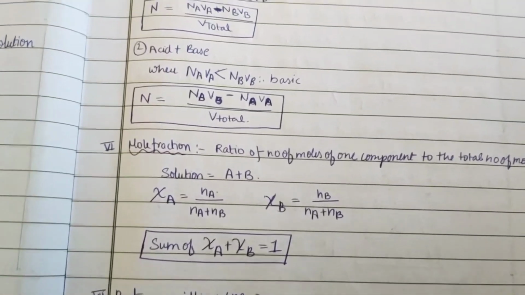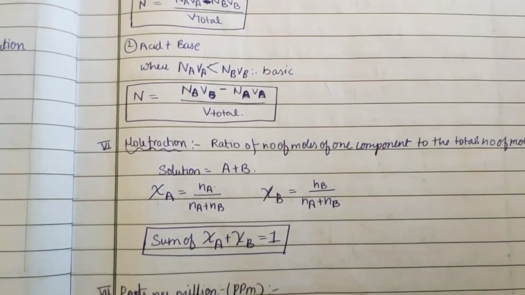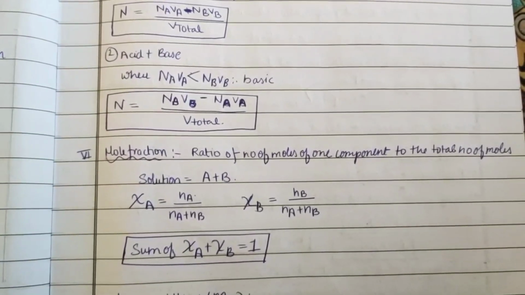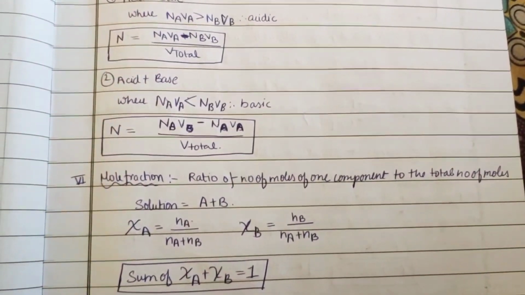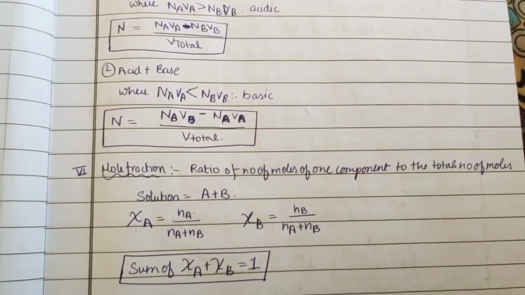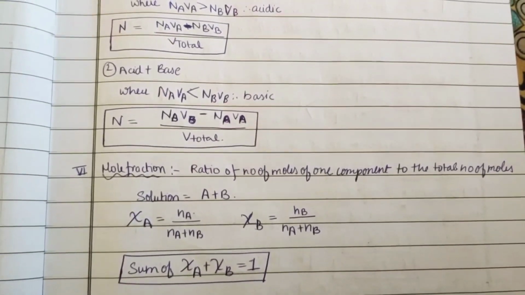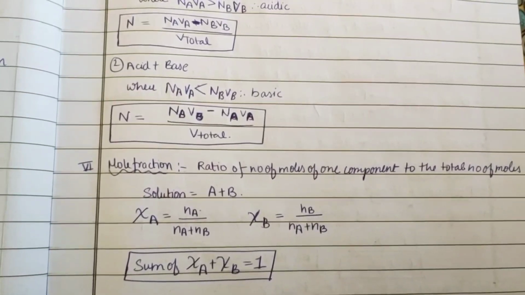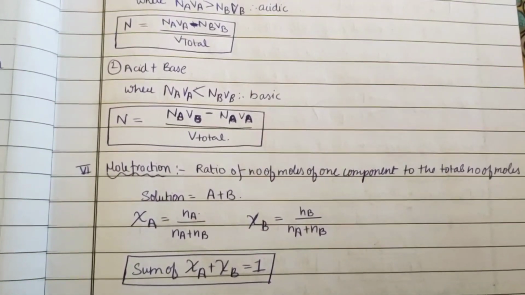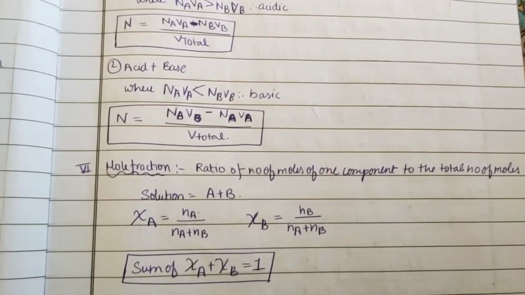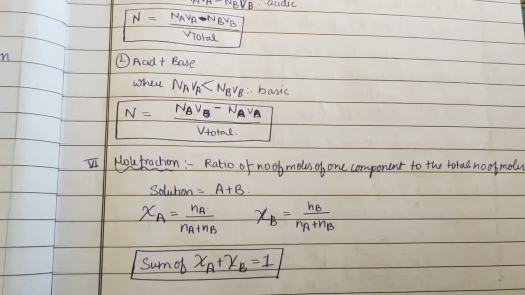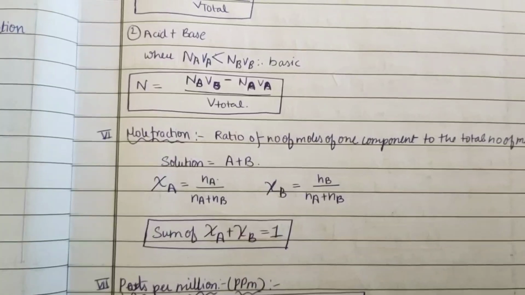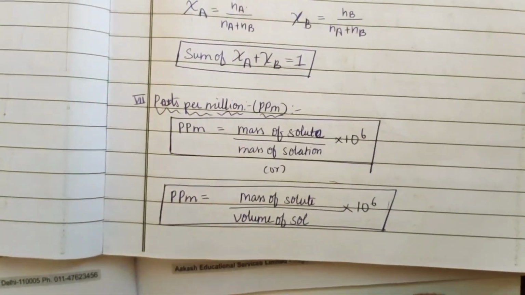Now let us move on to another concentration term, mole fraction. The ratio of number of moles of one component to the total number of moles is known as mole fraction. Here in a solution, we can take for example A plus B. Then mole fraction of A, that is chi A = Na by (Na + Nb). Chi B = Nb by (Na + Nb), where the sum of chi A plus chi B = 1.